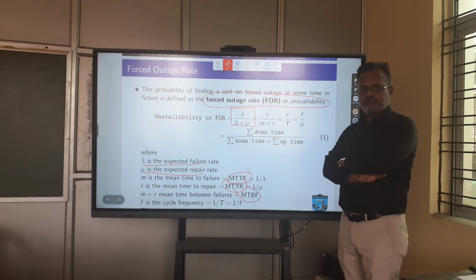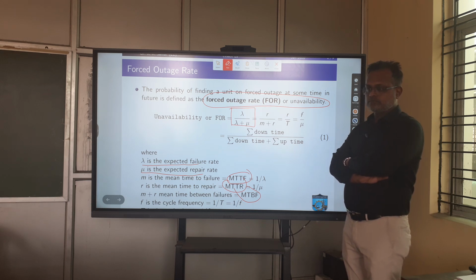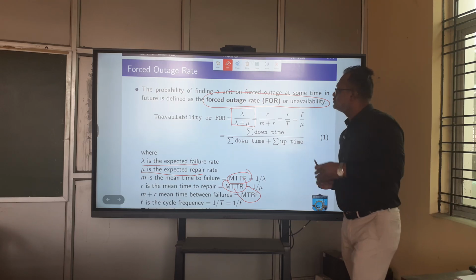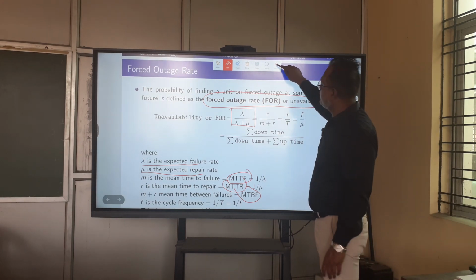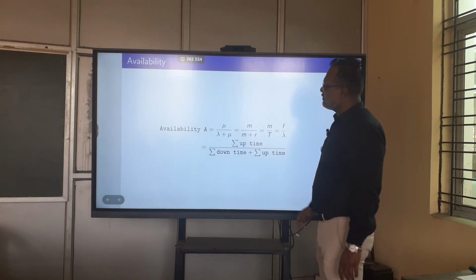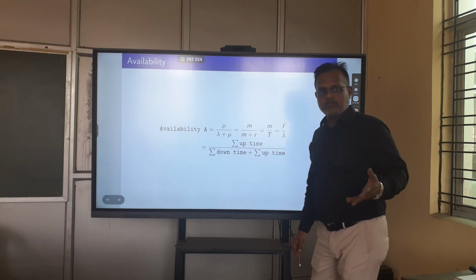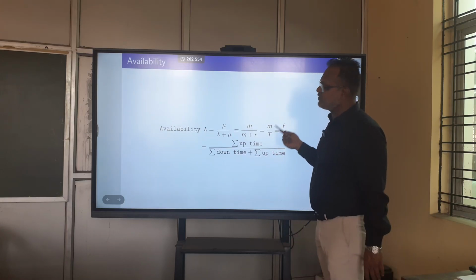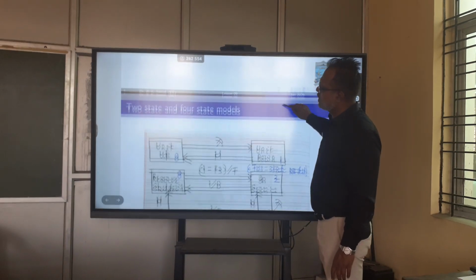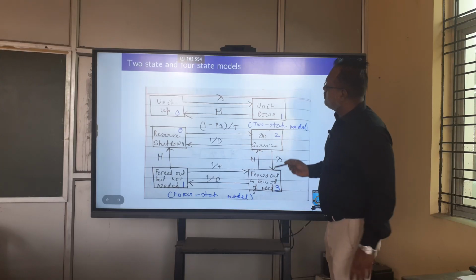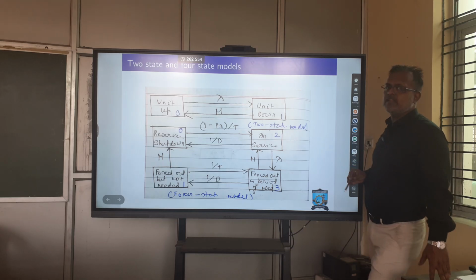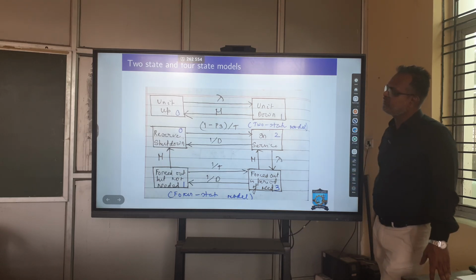Done? Okay, I'll go to the next slide. What is availability? Forced outage rate was lambda by lambda plus mu. Availability is mu by lambda plus mu. You need not write it. Now, this we will see in detail when we see lesson 11, Markov models. But here this is a case.